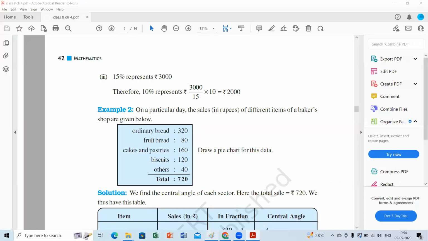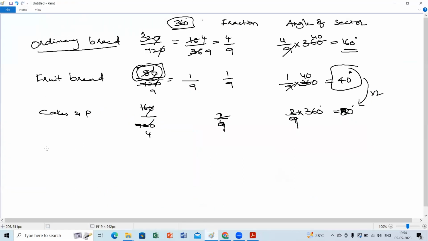Now biscuits. How much, children? It's 120, right? 20 plus 70, 120 out of 720. 12, how many times? 12 sixes are 72, so 1 by 6. So 1 by 6 into 360, which is 60 degrees, ma'am. 60 degrees.